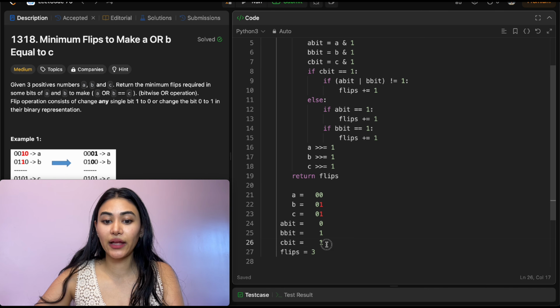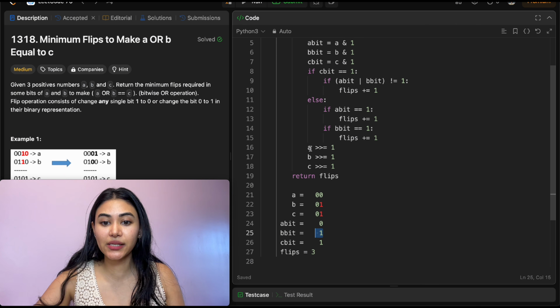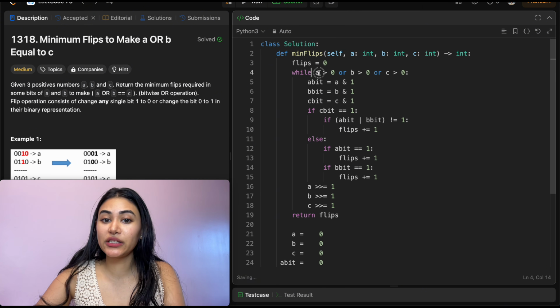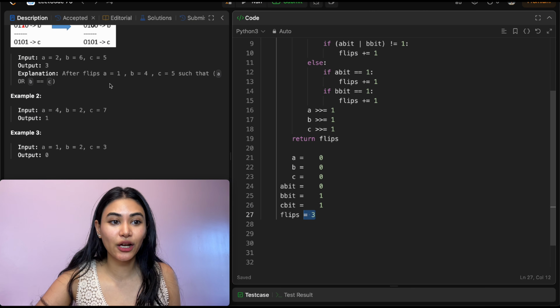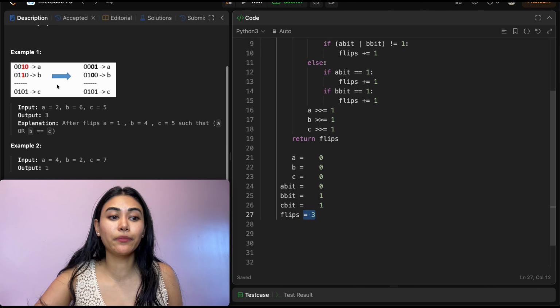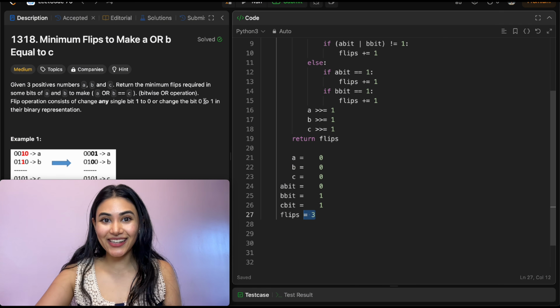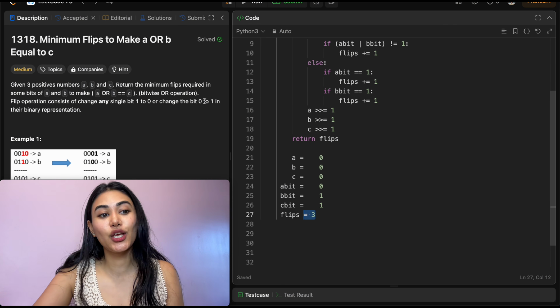If C bit is 1, that's true. If A bit or B bit is not equal to 1, that's not true, right? ORing A and B is also 1, so we don't do anything. We don't add to the flips. We just right shift. So right now, everything has gone to 0, which means we don't go in this while loop, and we just return flips, which is 3 and exactly what we were expecting, right? We need 3 flips to make A or B equal to C. So we just went ahead and solved minimum flips to make A or B equal to C.